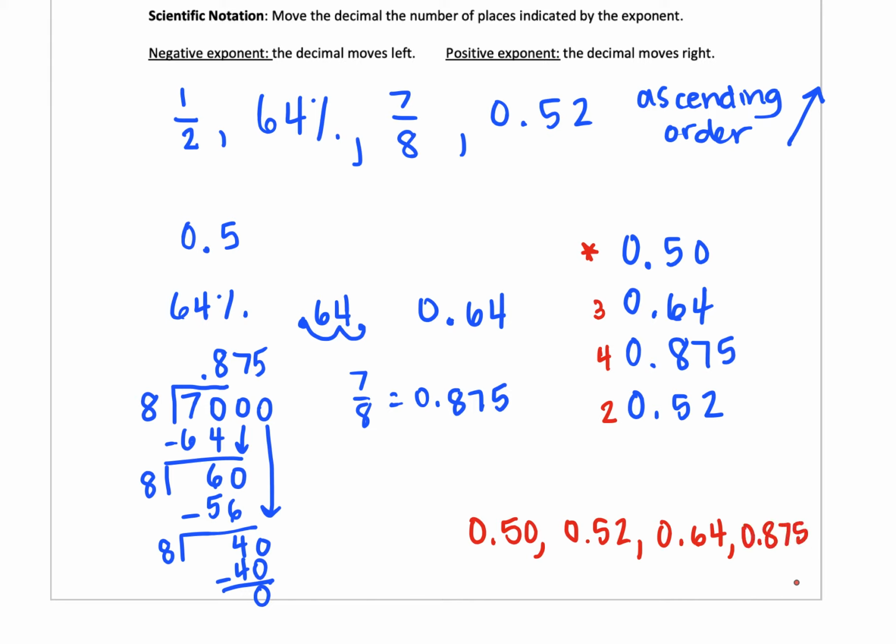The other way you can think about this is once it's in decimal form, you can treat it like money. So which one of these is the smallest amount of money? That'd be 50 cents, 52 cents, 64 cents, and then 0.875 would be more than the rest of those numbers. So this would be our final order for ascending order there.